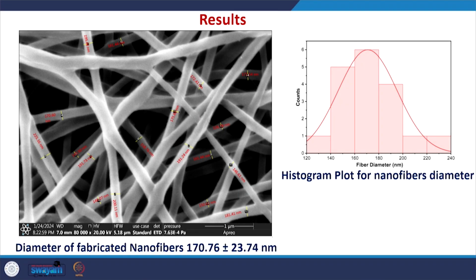The image in this slide illustrates the surface morphology of the fabricated nanofibers. The diameter of the nanofibers is observed to be in the nanometer range with an average size of approximately 170 nanometer, and this image represents the histogram plot of the nanofibers diameter.